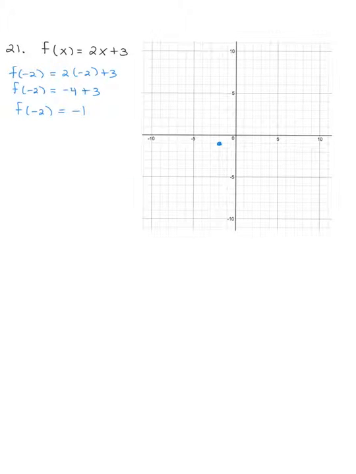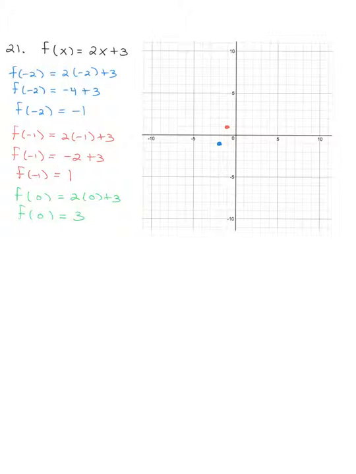Alright, so let's now choose negative 1. F of negative 1 is 2 times negative 1 plus 3. So f of negative 1 is equal to negative 2 plus 3. And when you simplify that, it just becomes positive 1. So we get the point negative 1 for x and 1 for y. How about f of 0, that's 2 times 0 plus 3. So f of 0 is equal to 3. That one was easy.